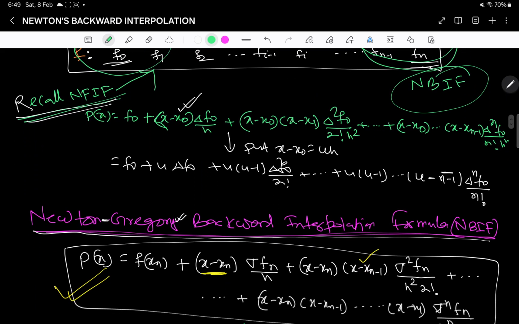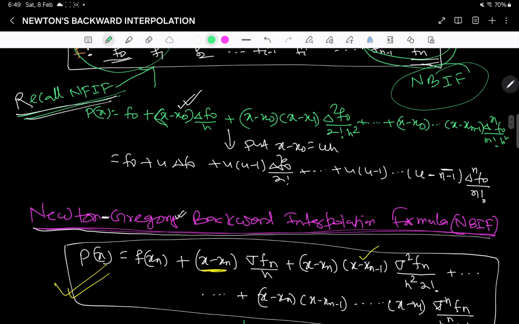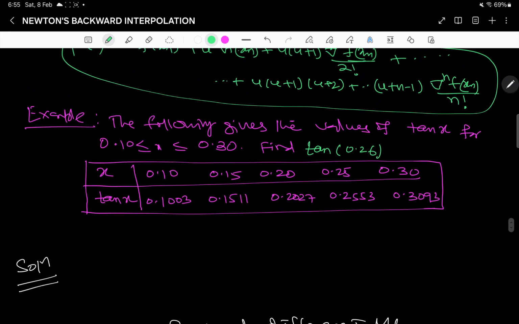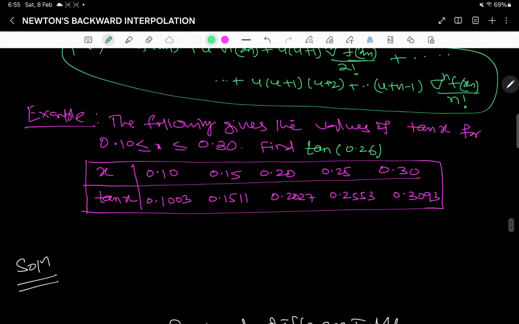Okay, so now let us solve some problems so that your idea will be clear. Coming to this example, the following table gives the values of tan x in the interval 0.1 to 0.3. You are asked to find tan of 0.26. So this is the table given. We see here these are all equispaced. What is h here? Here h is 0.05, is it not?